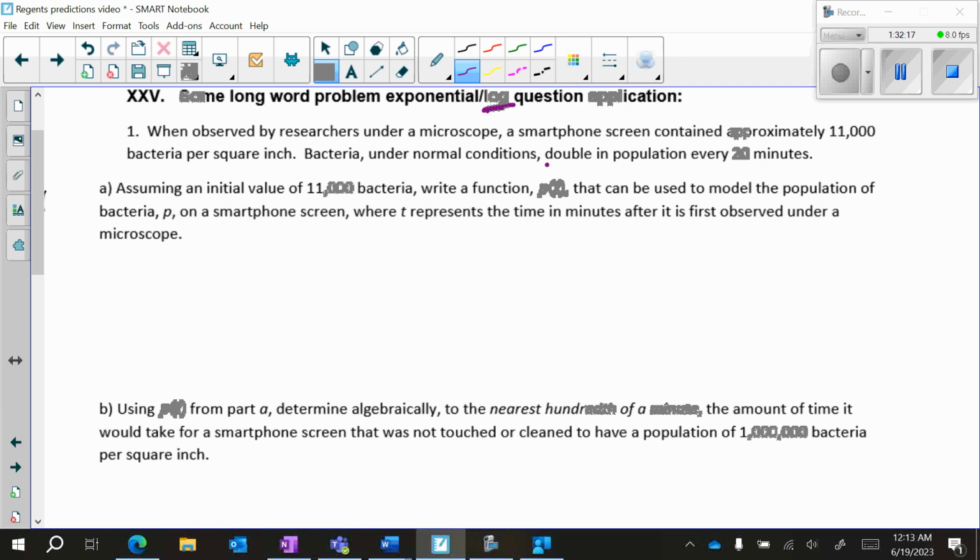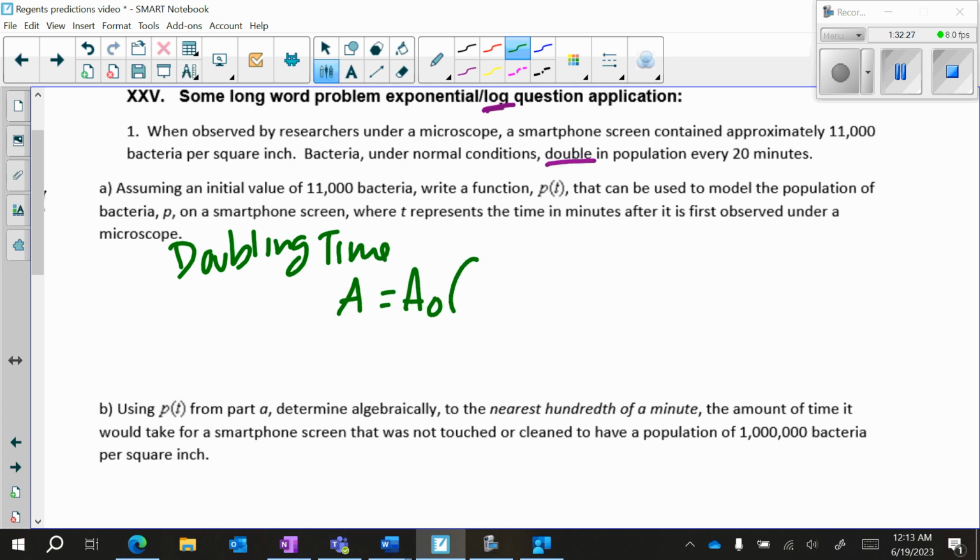This one's asking about doubling time. So the first thing you need to know is the doubling time formula. You have to memorize it. It's like the half-life formula. It is A equals A sub 0 times 1/2 or 2, so this is 2 for doubling, to the t over h or t over d. This is d for doubling.